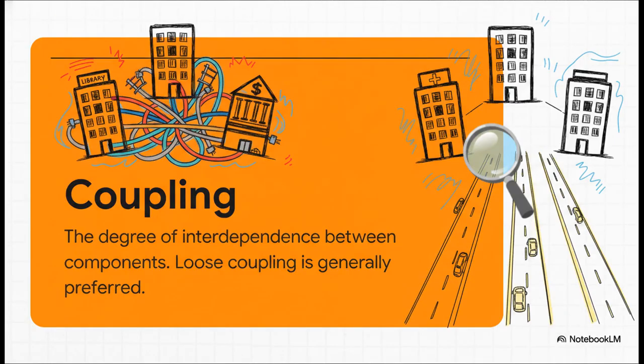Let's start with coupling. This is all about how tangled up your buildings are with each other. Imagine if to replace a window in the library, you had to shut down the power to the hospital and reroute all the plumbing from the bank. That's what we call tight coupling. And trust me, it's a total nightmare. What you want is loose coupling, where your buildings are independent and just communicate over simple, standard roads.